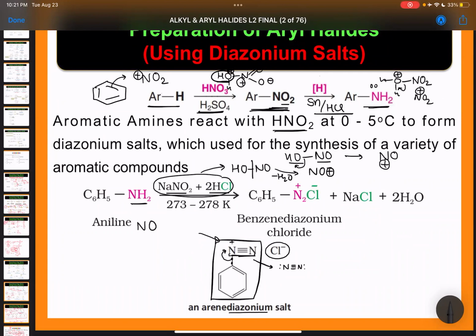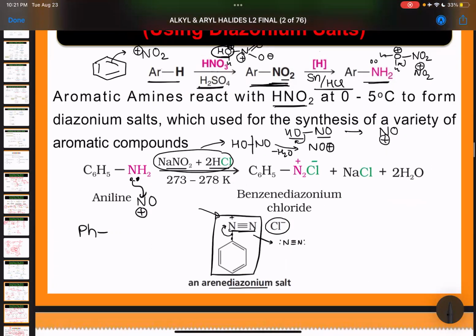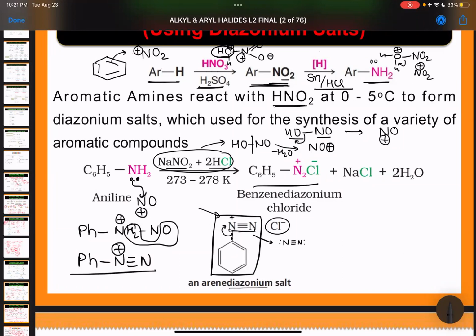NO plus is an electrophile, but now the electrophile will not get attached to the benzene ring because there is one other atom which can give its electron more readily to this NO plus, and that is NH2 of aniline. So that's how both get attached. You have NH2 plus and NO, and then finally in acidic medium, this water will get removed, and you have this Ph N triple bond N plus. You have this diazonium salt. Is it clear?